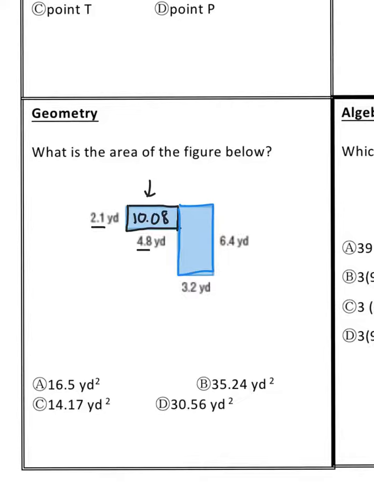Now, for the next one, I have to do 3.2 times 6.4. And I'll get the area of the blue one. So let me clear. All right, what was it, 6.4? I should have had this done already. Oh well. Times 3.2. And I get 20.48. So, to get your total area, you add this with this, and you should have D, 30.56.